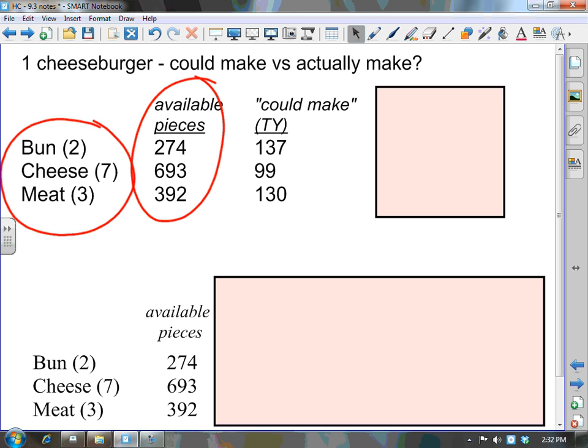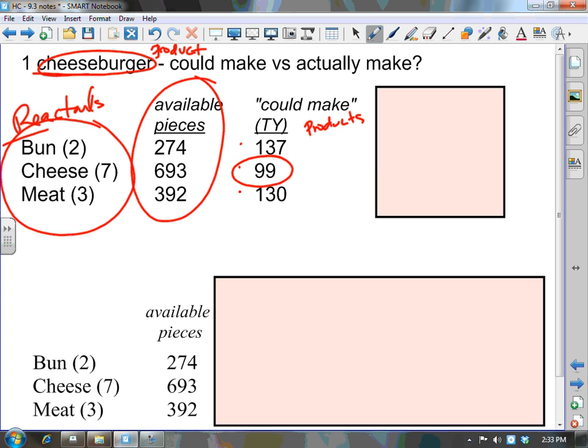So what I want you to think of is the bun, the cheese, and the meat as reactants, and the cheeseburger is the product. So how many products could we make given these 3 reactants? And you notice we're going to make a different amount. Well, our problem is we're not going to make cheeseburgers forever. At some point, we're going to run out of material. When are we going to run out of material? We're going to run out of material after we make the 99th cheeseburger. We will not be able to make 100 cheeseburgers because we're going to run out of cheese first.